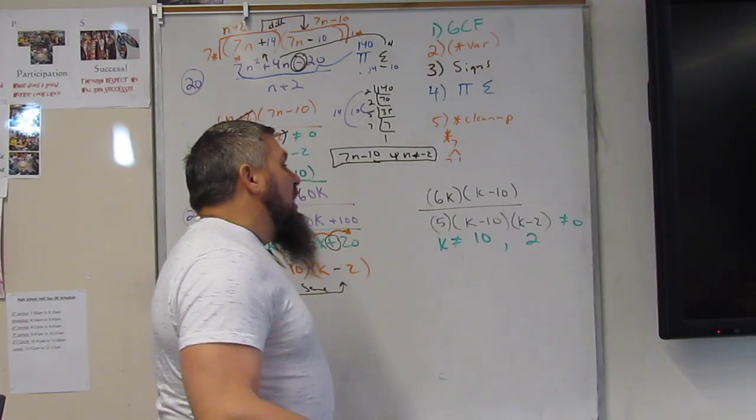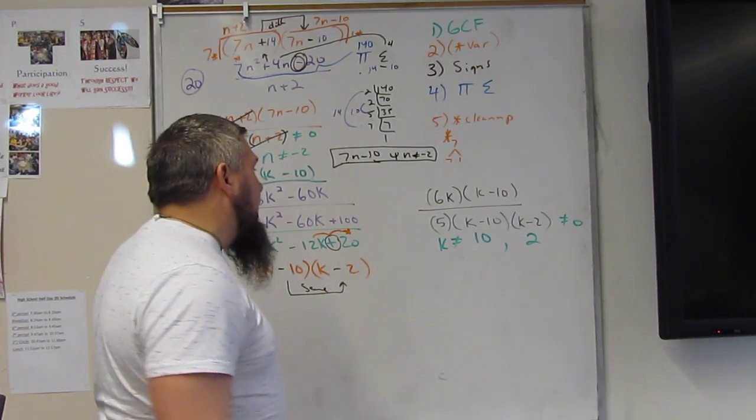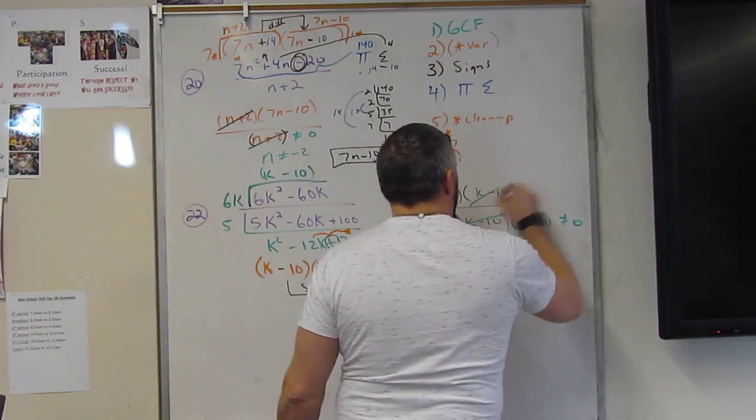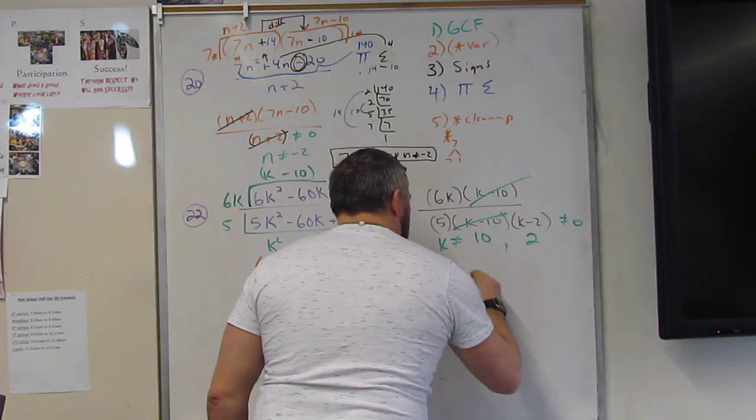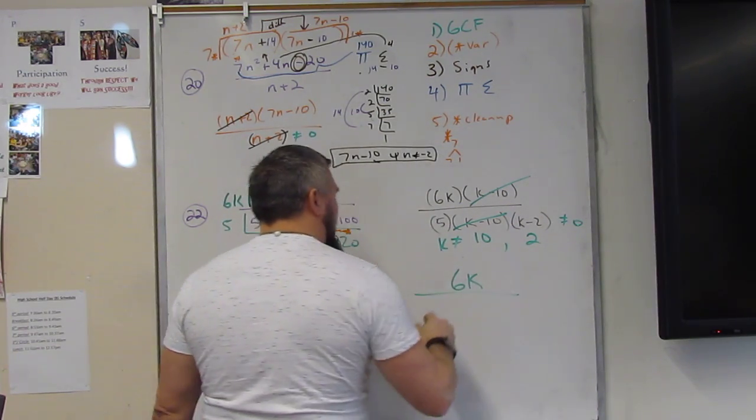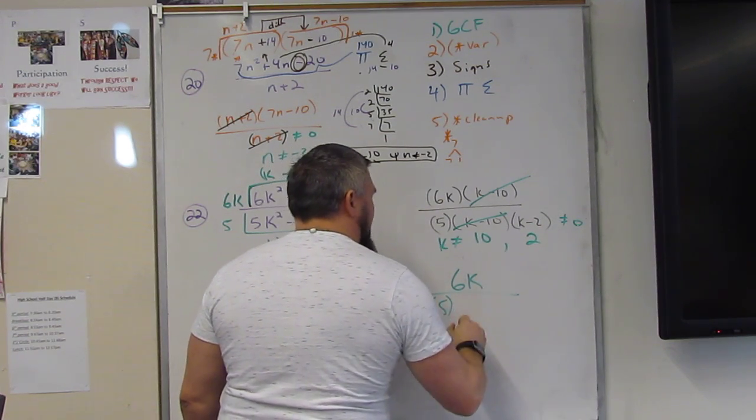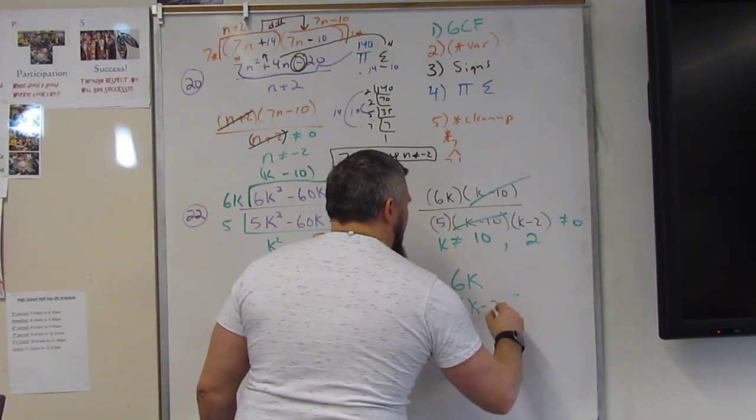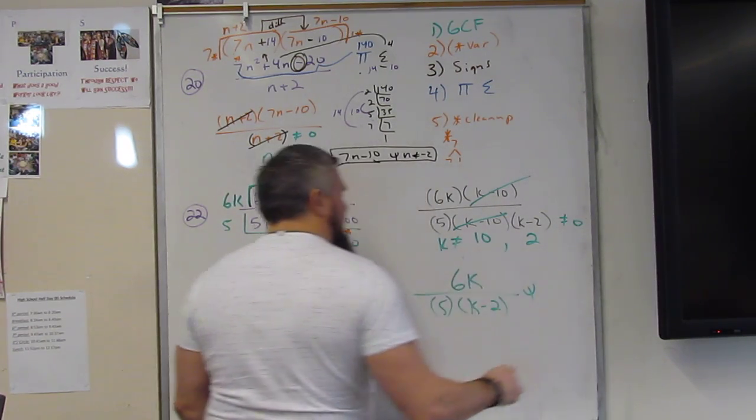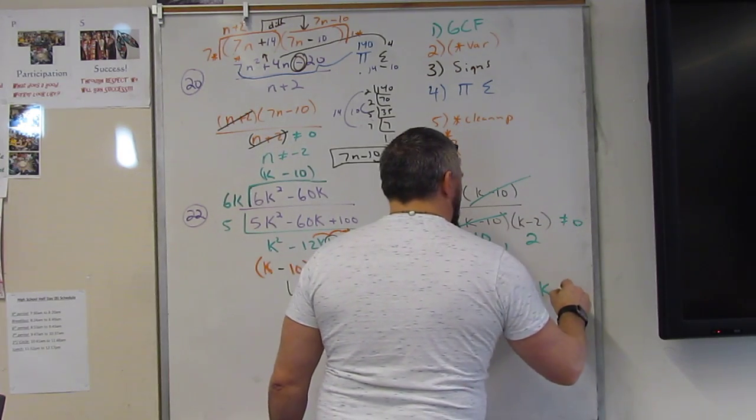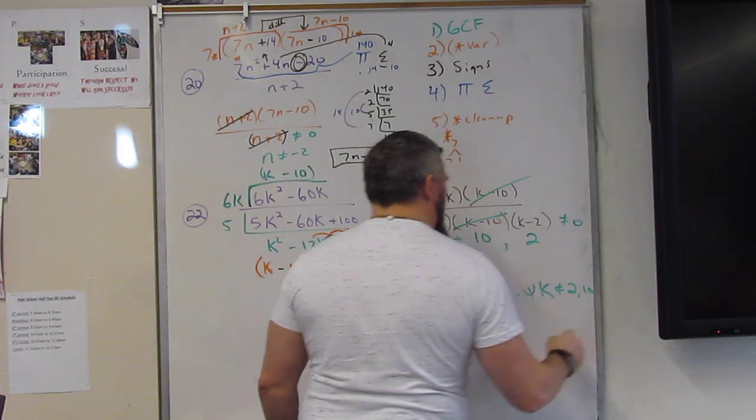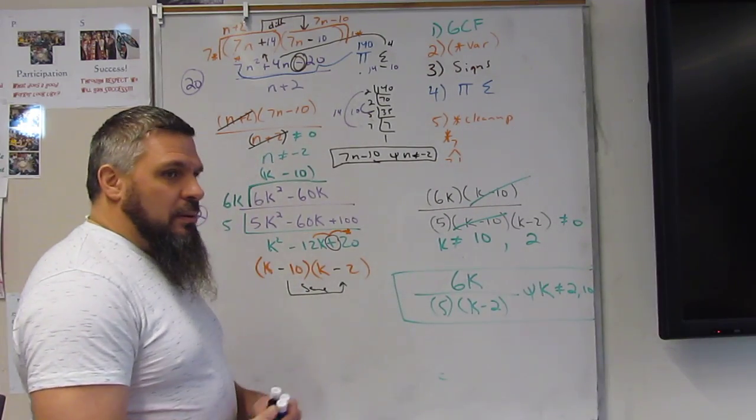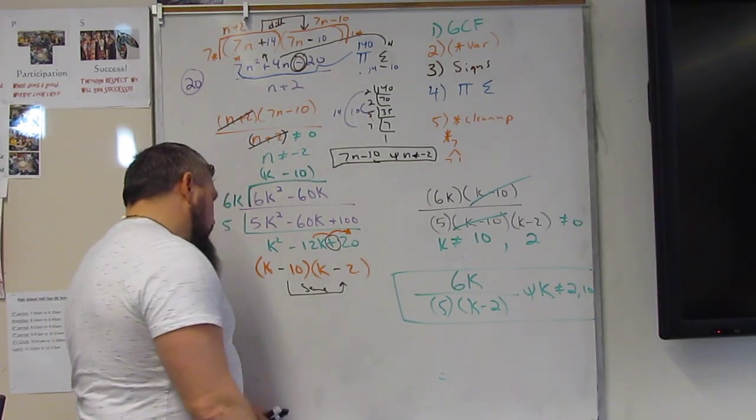Alright, so now we're going to write it. Except I need to get rid of some things. Can I cancel anything out? k minus 10, k minus 10. Okay? Alright, so I'm left with 6k over 5 times k minus 2, whereas k does not equal 2 and 10. Okay, is that our answer? Yeah.